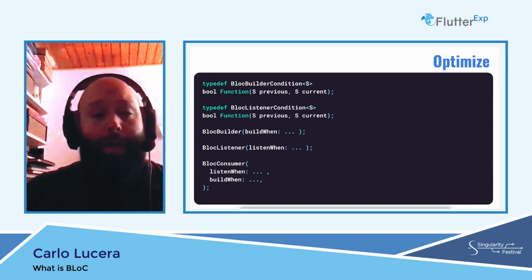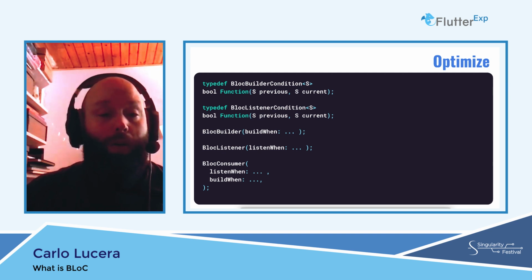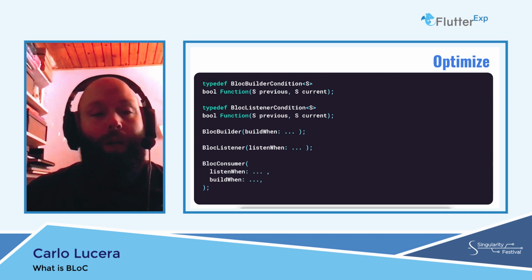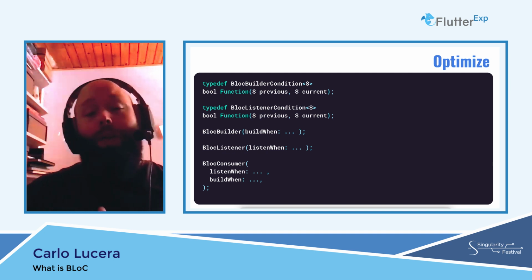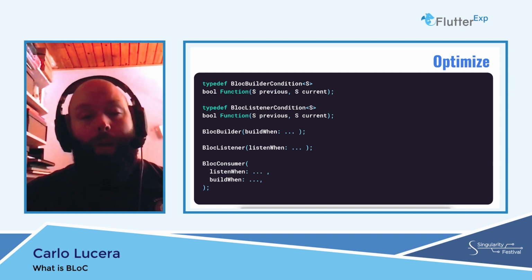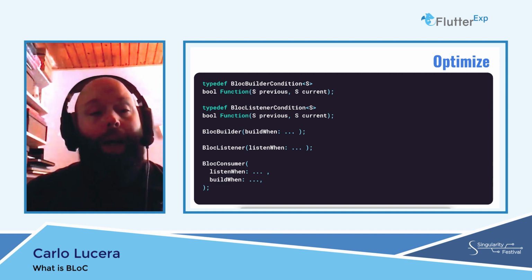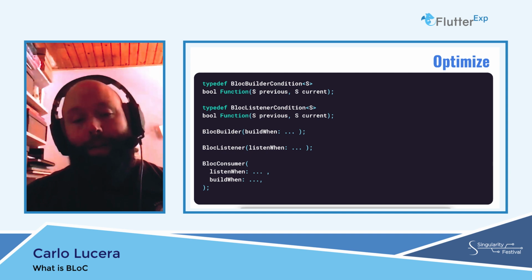Those functions are parameters of either the BlocBuilder or the BlocListener, and of course of the BlocConsumer. Basically, either in the listener or the BlocConsumer, we can add a listenWhen function. As you can see, the listenWhen function returns a previous and a current state, and you can use that to have more control over when you want to build. For example, for a counter, I want to show a snack bar only when the new state is 10.